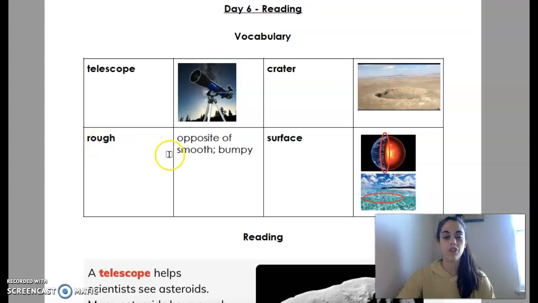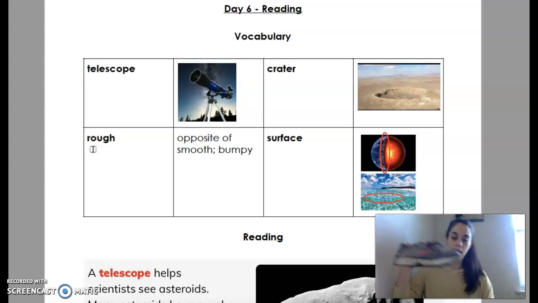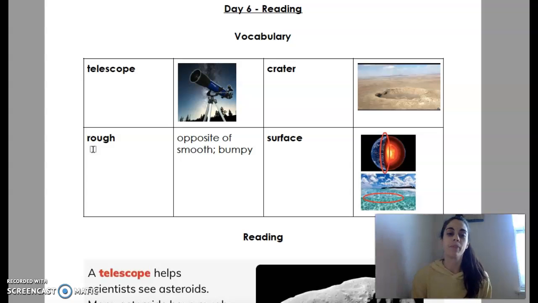Now let's look at rough. Let's read the definition. Opposite of smooth, bumpy. Okay, so smooth and rough are opposites. Let's look at some examples. This is smooth. My cup is smooth. It doesn't have any bumps. But look at my shoe. At the bottom, it has lots of bumps. They keep me from falling down. The bottom of my shoe is rough. So rough means áspero.